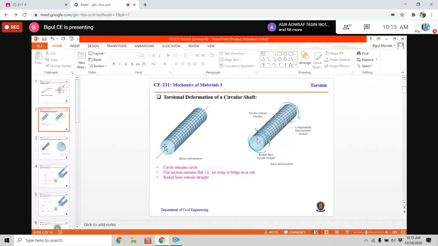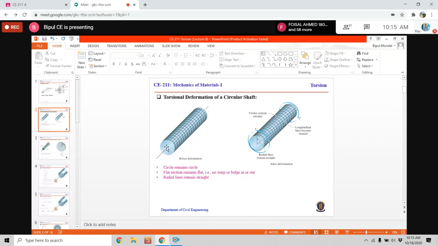Okay, and if we look at the cross section on the first figure and second figure, then you will see that the cross section is plane on the first figure, and it is still plane on the second figure. Then we can say the plane section remains plane before torque and after torque.